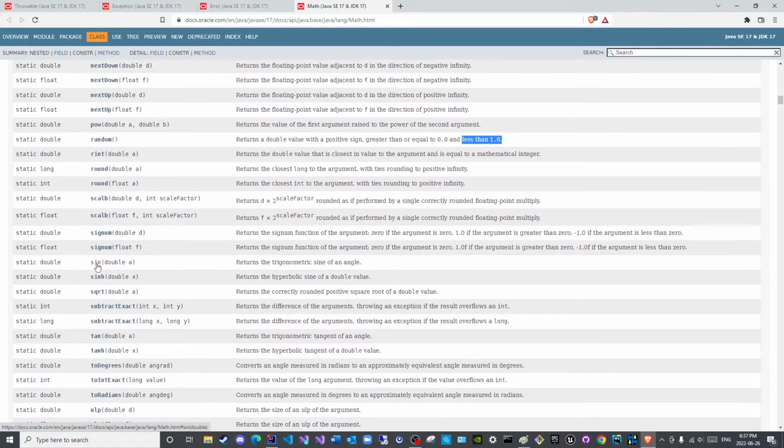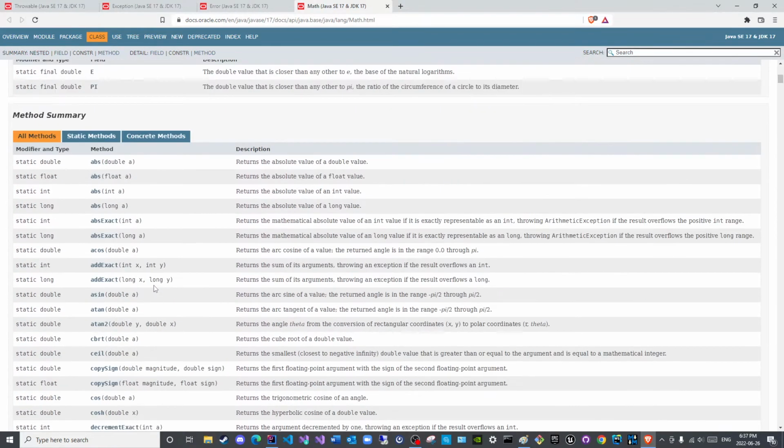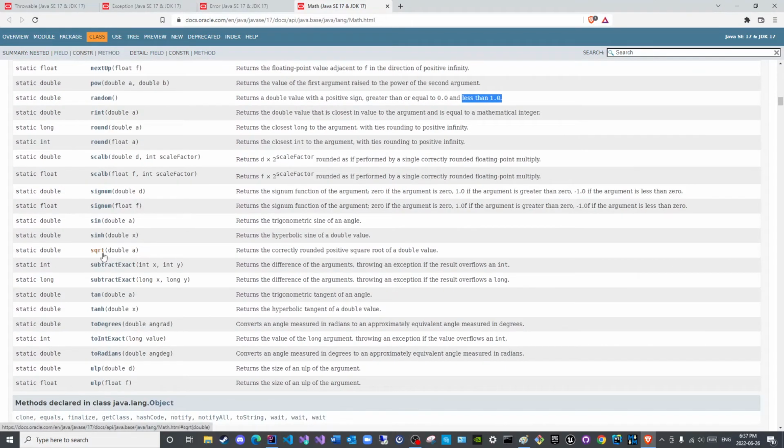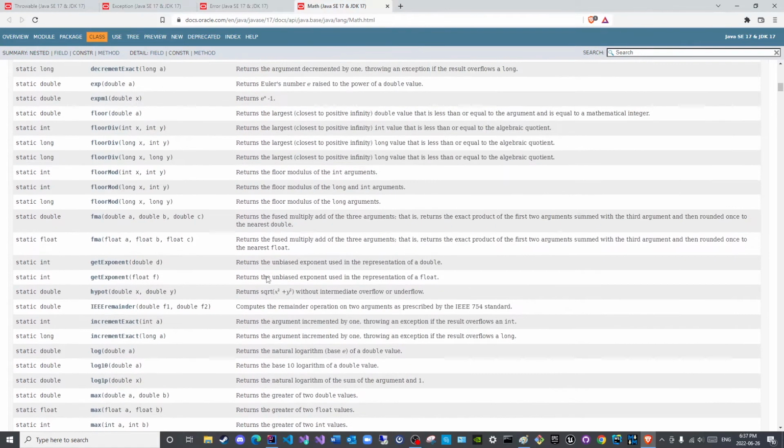Then you have the sine. You also have cosine somewhere. I probably missed it there, and tan. There's also sqrt, which is the shortened form of square root. So it calculates the square root of the number provided. And as you can see, most, if not all, of these methods return a value, which means that you either must store them in a variable or place them in another method for functionality such as a printing statement.